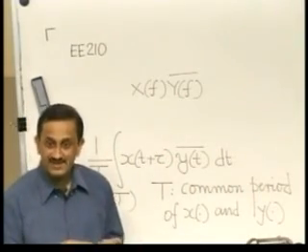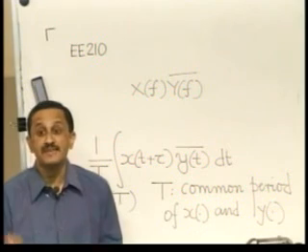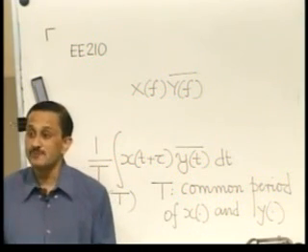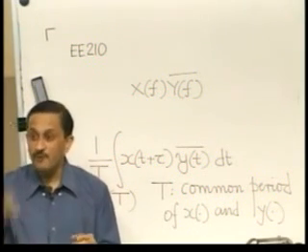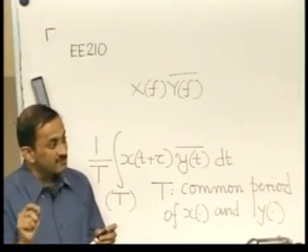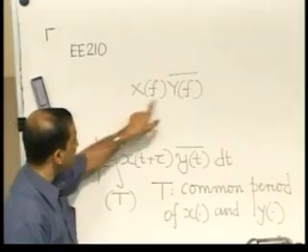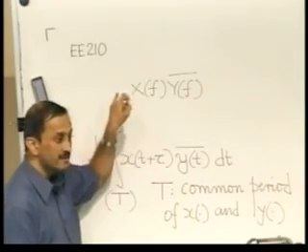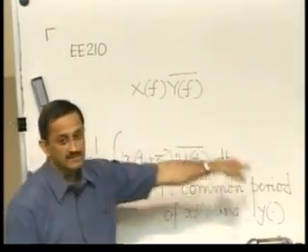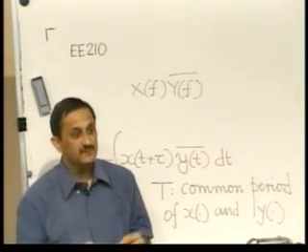So the cross correlation of such periodic functions x and y, both of which have a period of t, is also periodic with a period t, and its Fourier transform comprises impulses located at points which are multiples of 1 by t on the f axis, and their strengths are the products of corresponding strengths taken from the Fourier transform of x and the Fourier transform of y. With this, we conclude today's lecture and proceed from here in the next one.